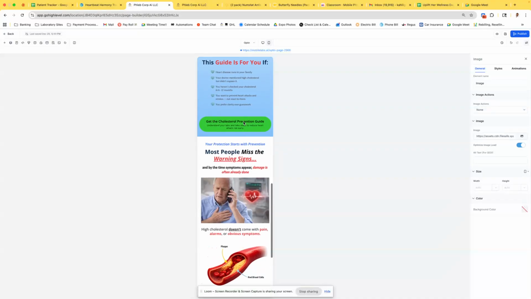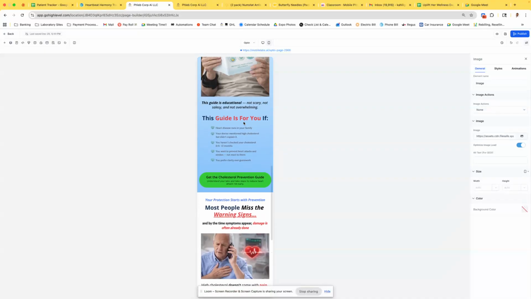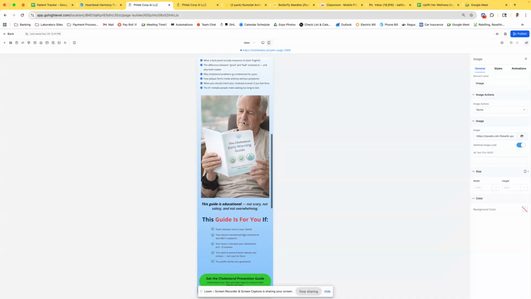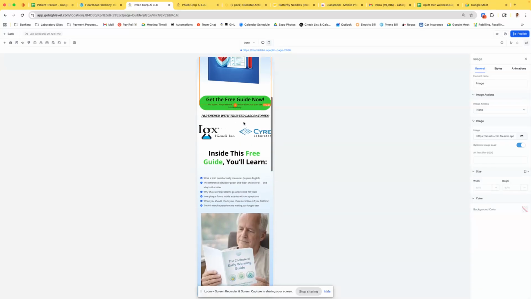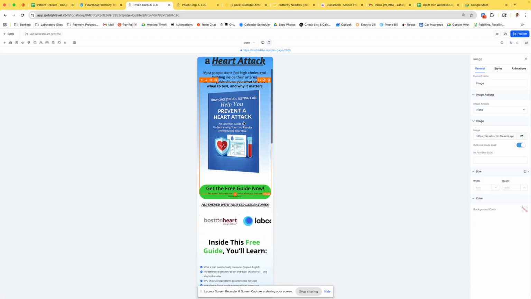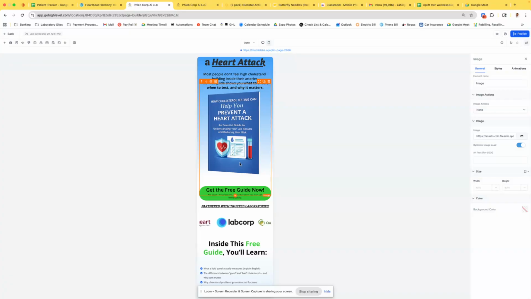So if it's cholesterol, most likely this person may be having heart issues. They may be a smoker. They may be a person that eats bad food. You know what I mean? So there are so many different reasons or ways that this specific test or this lead magnet can be given to that specific customer, okay?